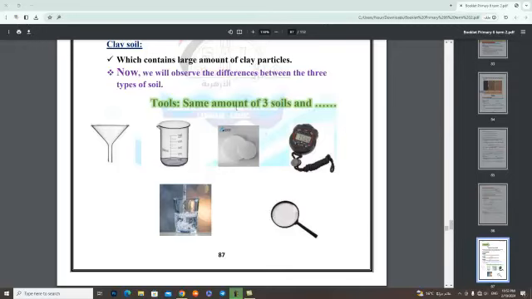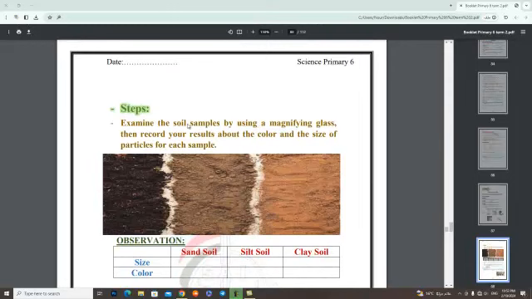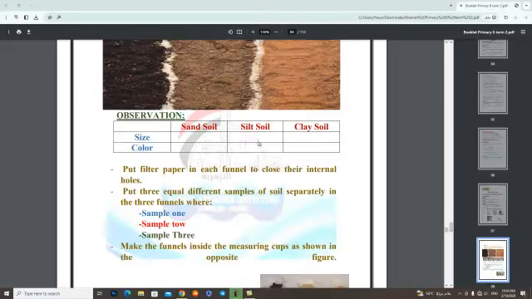We use the same amount of the 3 soils and use these tools. Steps: examine the soil samples by using a magnifying glass. Then record your result about the color and size of particles for each sample.